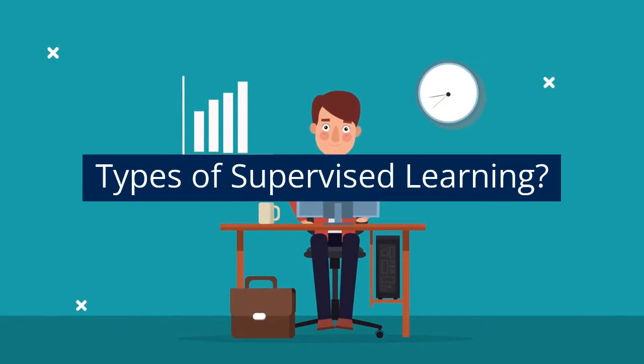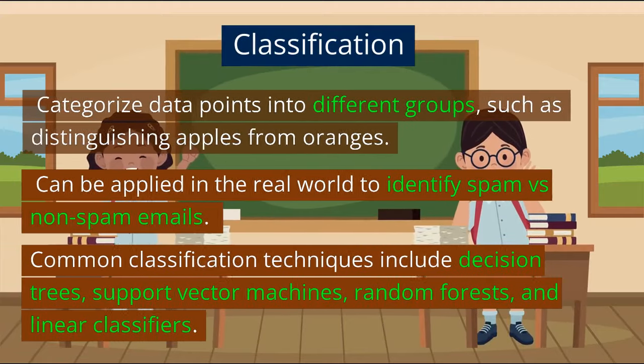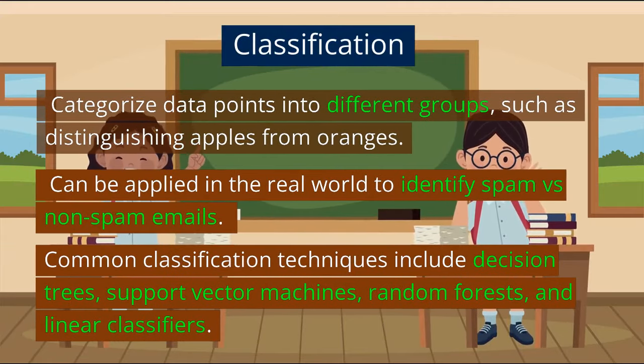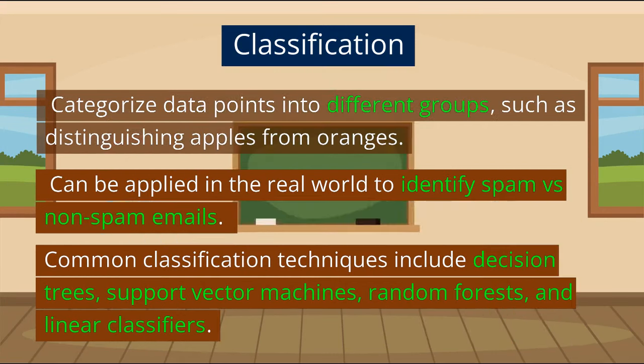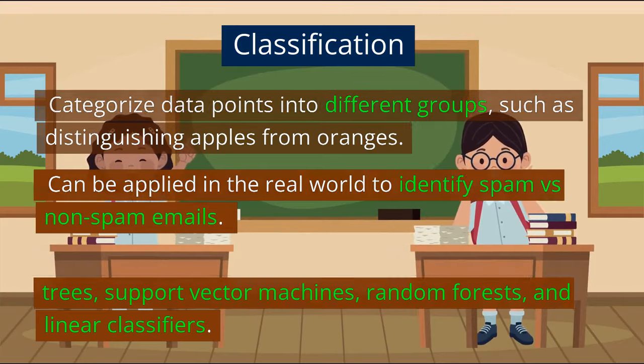Supervised learning can be separated into two types of problems: classification and regression. Classification includes categorizing data points into different groups, such as distinguishing apples from oranges. These can be applied into real world to identify spam versus non-spam emails. Common classification techniques include decision trees, support vector machines, random forest, and linear classifiers.